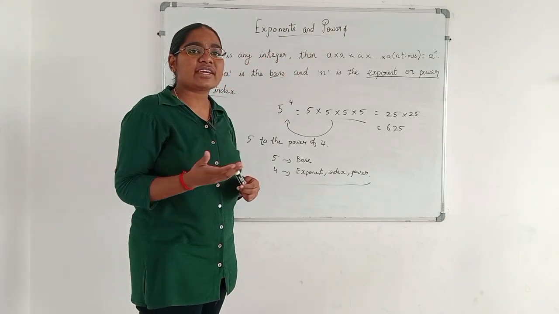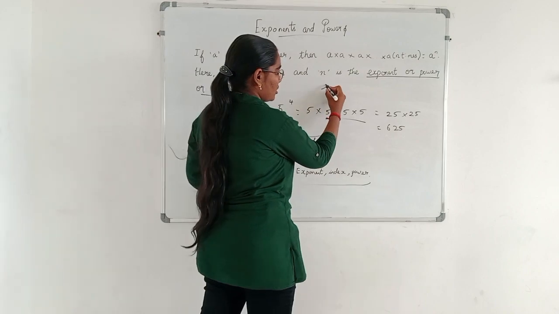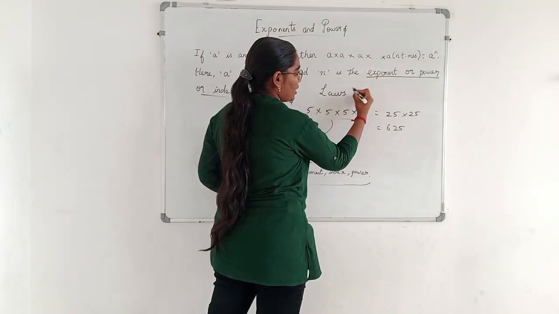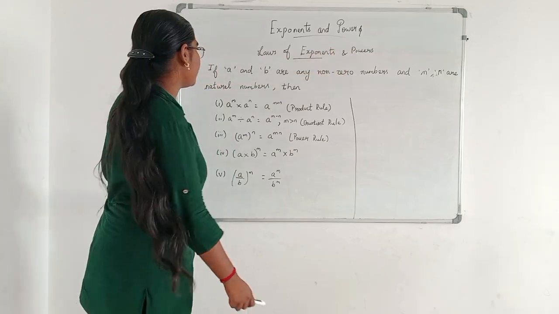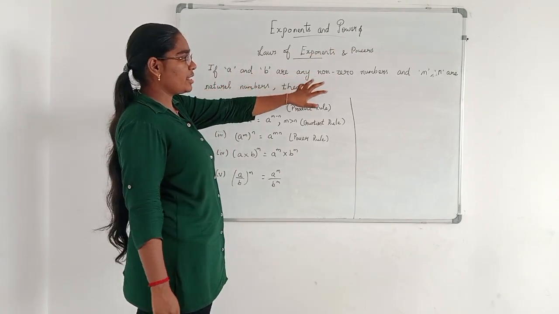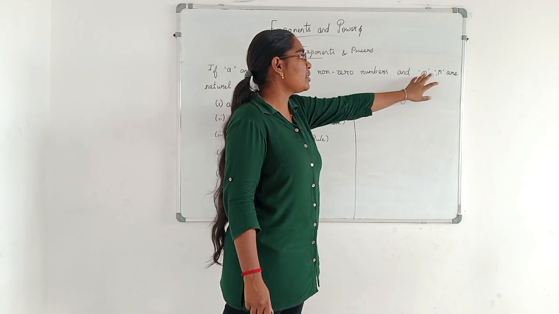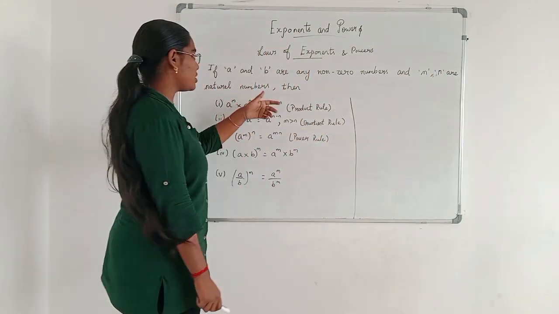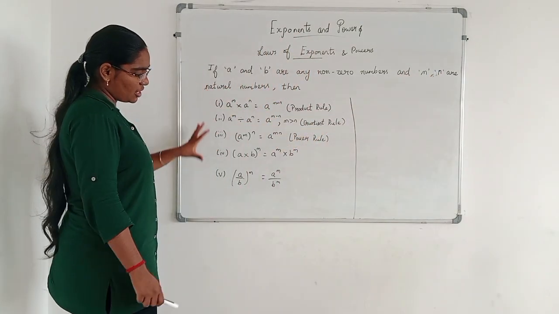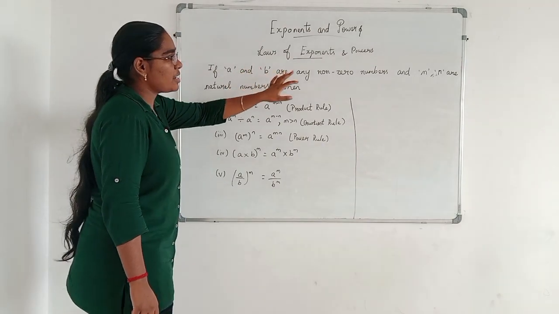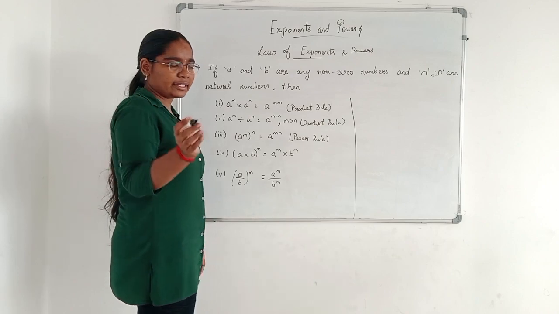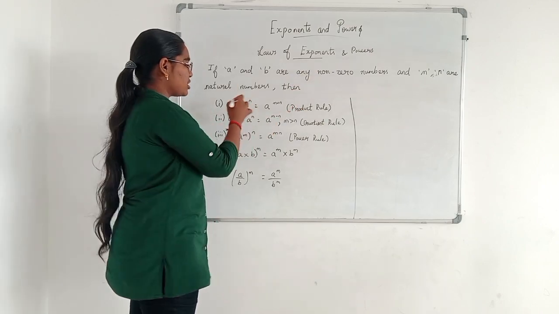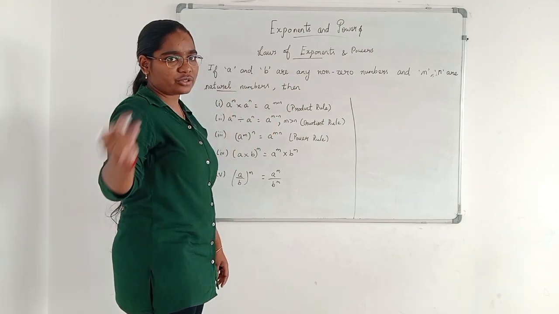Okay, next we can see the laws related to exponents and powers. Laws of exponents and powers. If a and b are any non-zero numbers and m, n are natural numbers, then these laws can be applicable. A and b are non-zero numbers means you should not consider 0, you can consider integers. M and n are natural numbers means from 1 you should take.